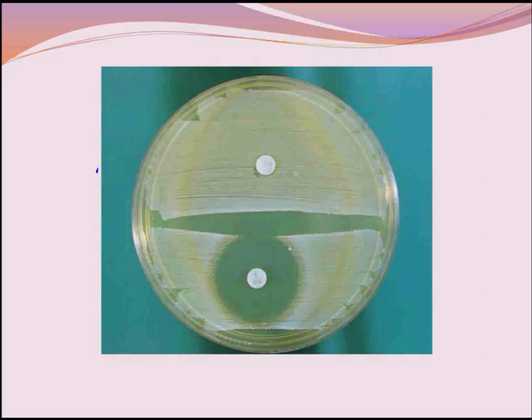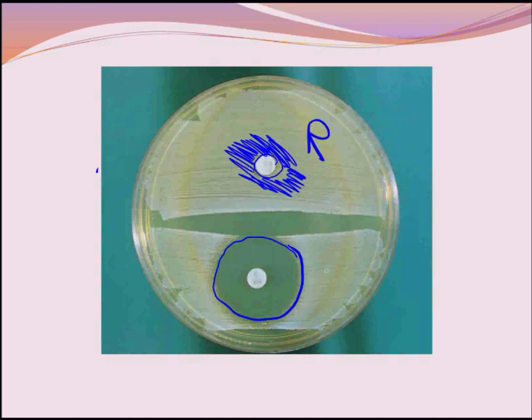If there is growth around the disc, irrespective of the presence of the antibiotic, this is the growth of the microorganism around the disc, which means that the microorganism is resistant to this antibiotic. While if there is no growth around the disc, this is the inhibition zone. The appearance of this inhibition zone means that the microorganism is sensitive to this antibiotic. So this is the resistant pattern, and this is the sensitive pattern to this antibiotic.